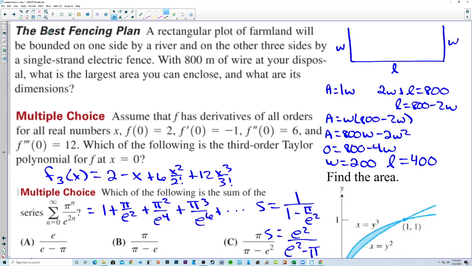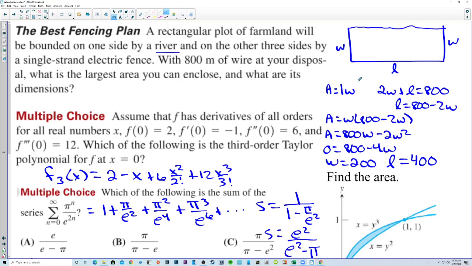The best fencing plan. A rectangular plot of farmland will be bounded on one side by a river, on the other three sides by a single strand electric fence. With 800 meters of wire at your disposal, what is the largest area you can enclose and what are its dimensions? Well, that's the river right there. So we have a width, a length, and a width. We don't need another length because we have the river there.